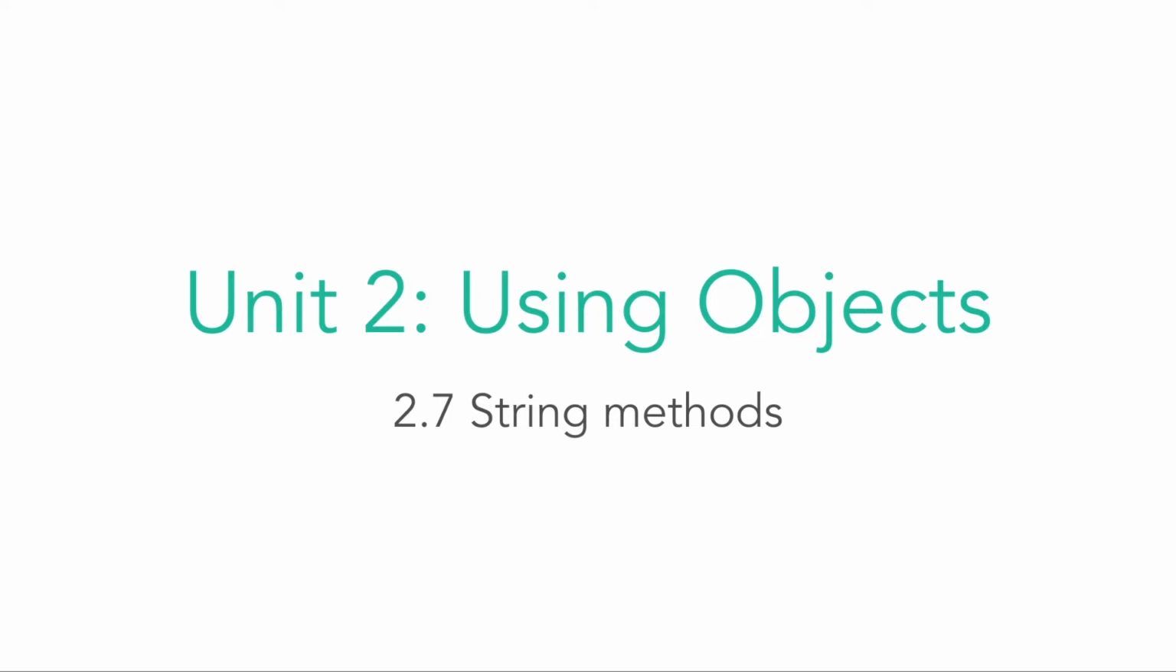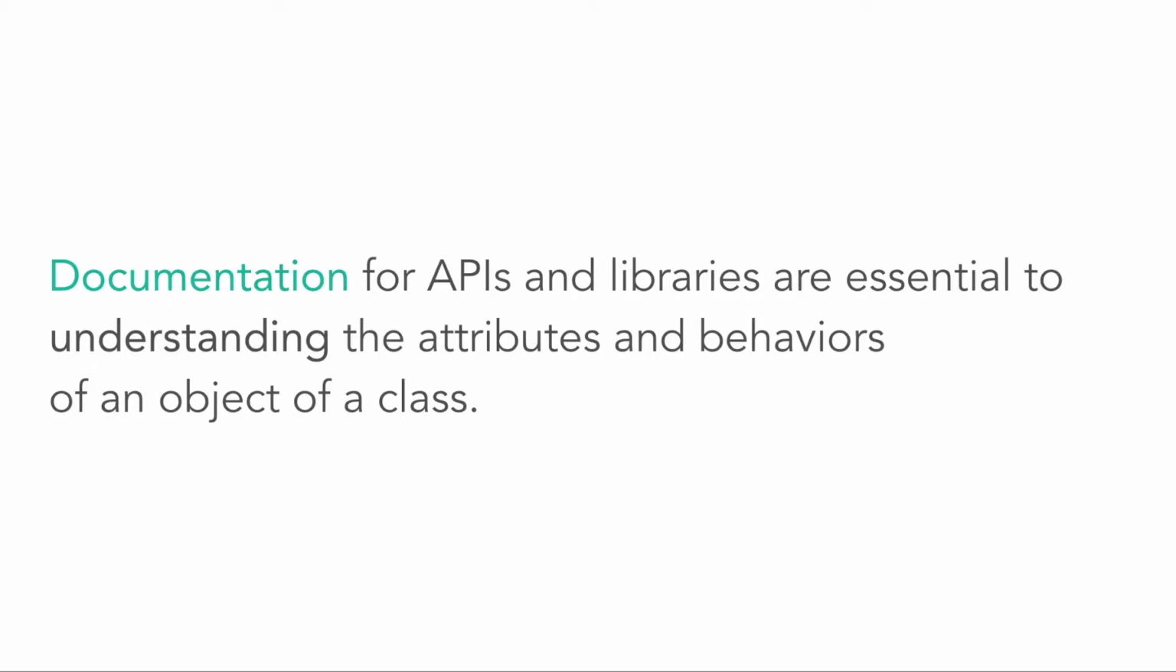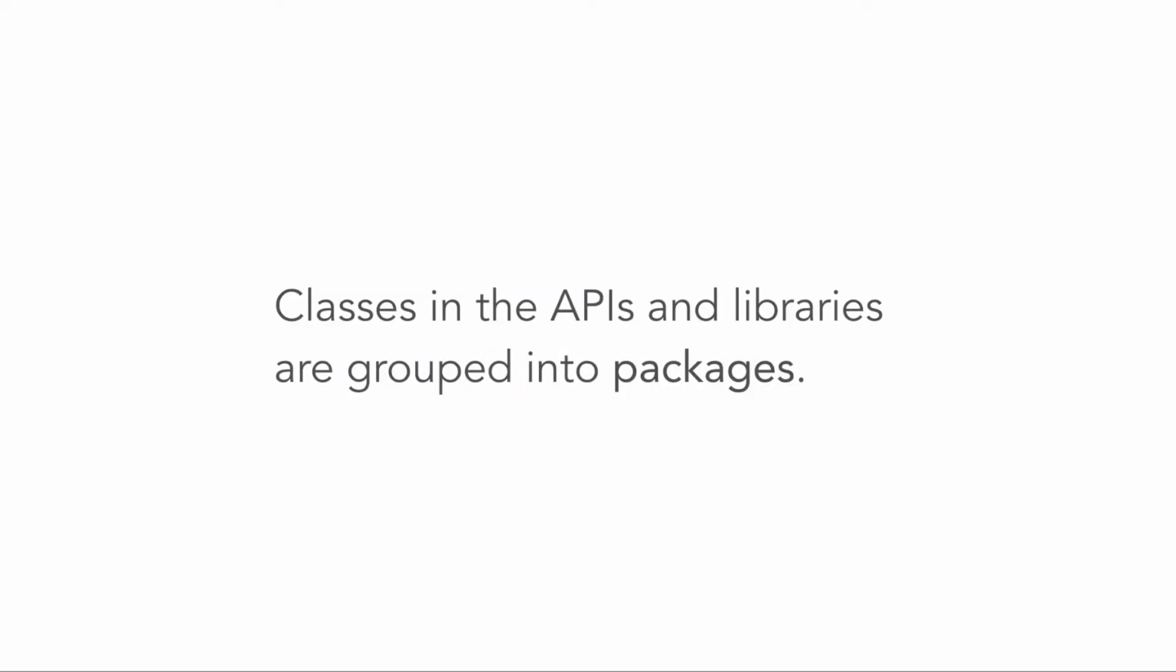Unit 2, Using Objects, Topic 2.7, String Methods. Application Program Interfaces, APIs, and libraries simplify complex programming tasks. Documentation for APIs and libraries is essential to understanding the attributes and behaviors of an object of a class. Classes in the APIs and libraries are grouped into packages.